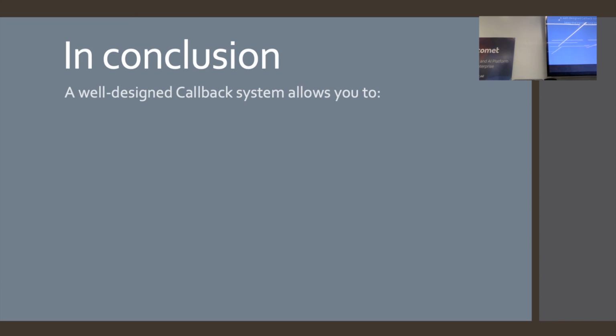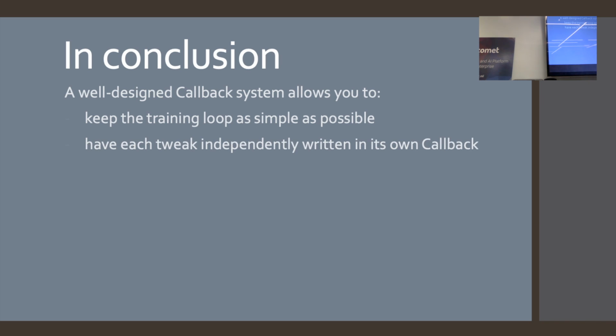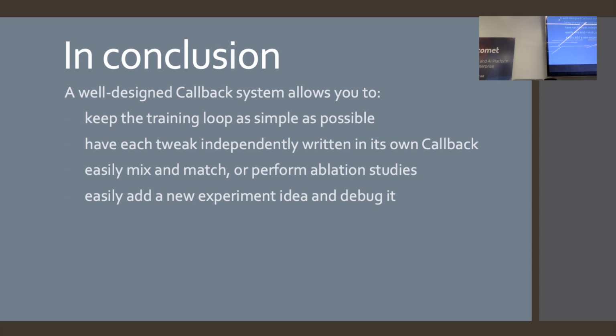And so what I hoped I showed you is that the callback system that we developed helps keep the training loop as simple as possible. Have each tweak you want to add to it written independently in its own callback so that it's easy to use or not use, depending on what you want to do. Easily add any new experiment idea. Usually when I try to implement a new paper, it's very often a few lines in a callback. And then if it was using some other ideas, I just have to pull the right callbacks from the library. And it makes it super simple for any contributor to add their own idea.